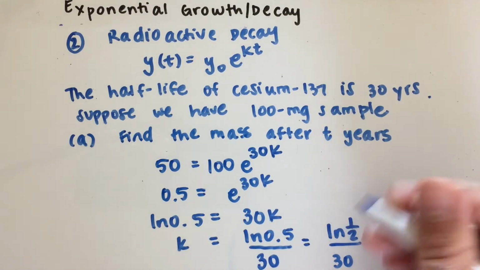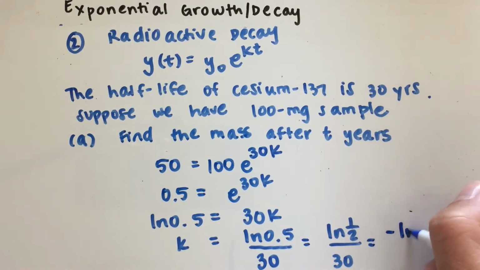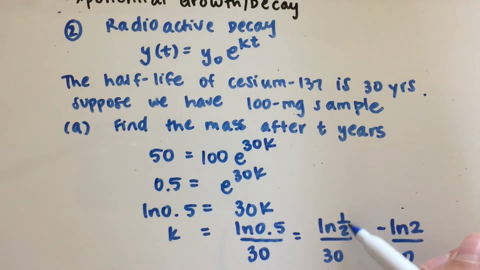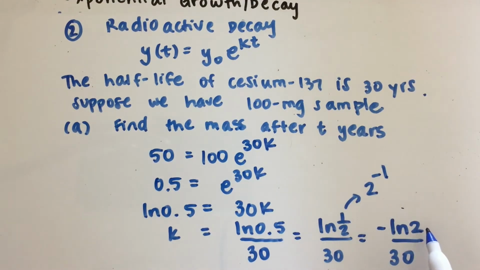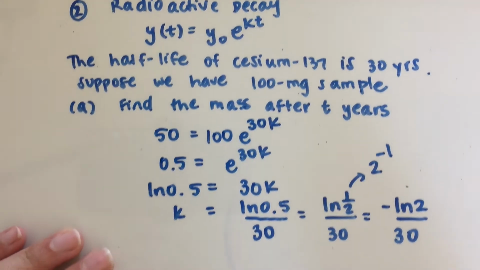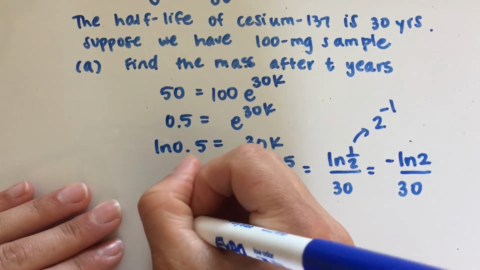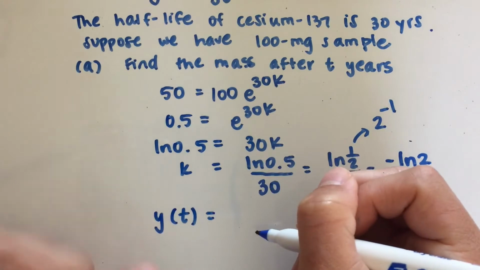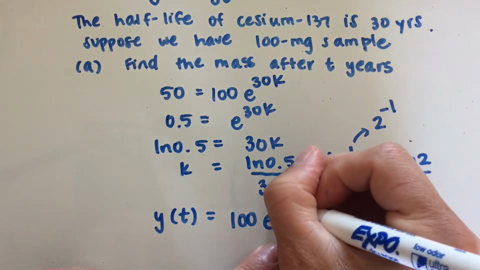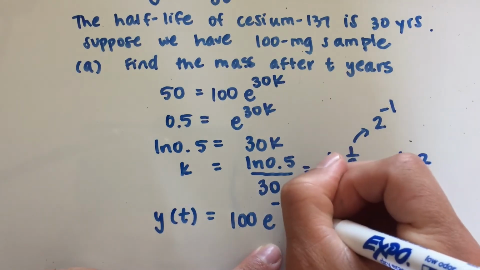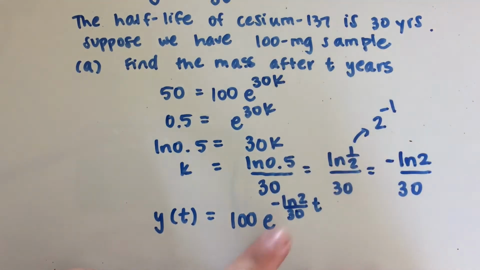So if we bring a negative 1 to the front, we can make this negative ln 2 over 30 as our k, because 1/2 is really just 2 to the negative 1, and when we have a power, we can bring that to the front with logs. So here, this is our k. So now we just have to plug this into our equation. So we have y of t equals the initial value, which was 100, times e to the k, which is negative ln 2 divided by 30 times t.